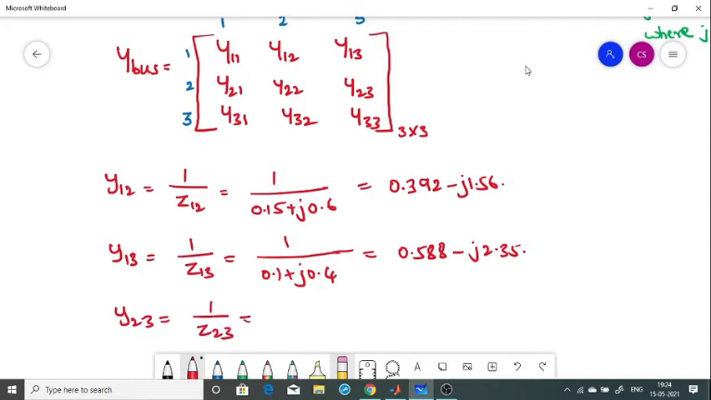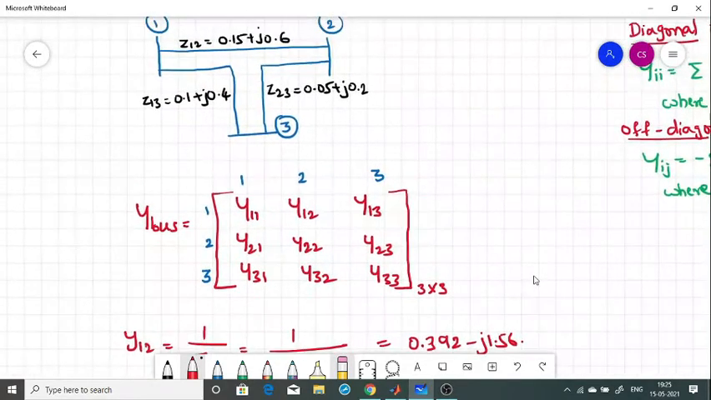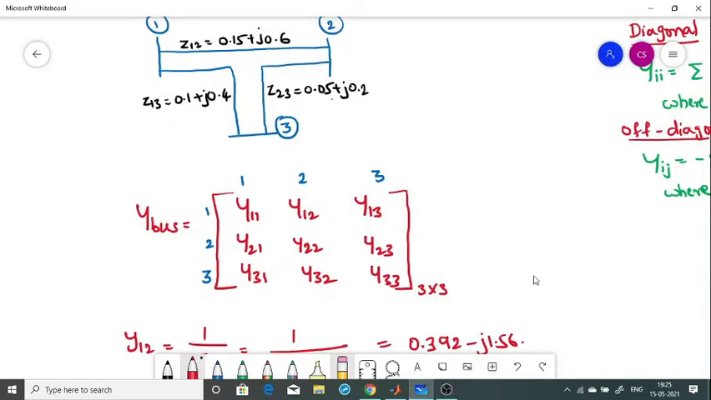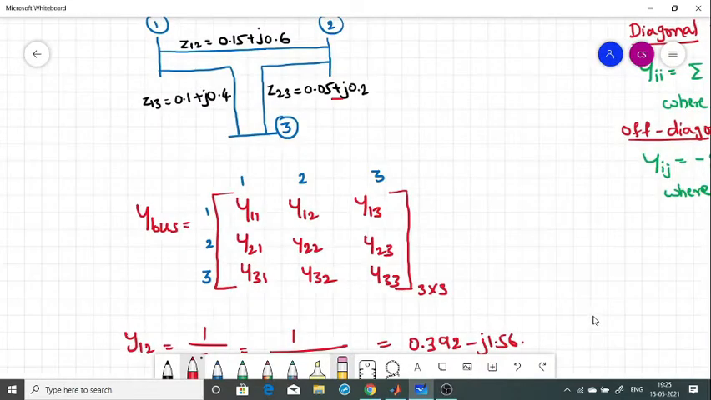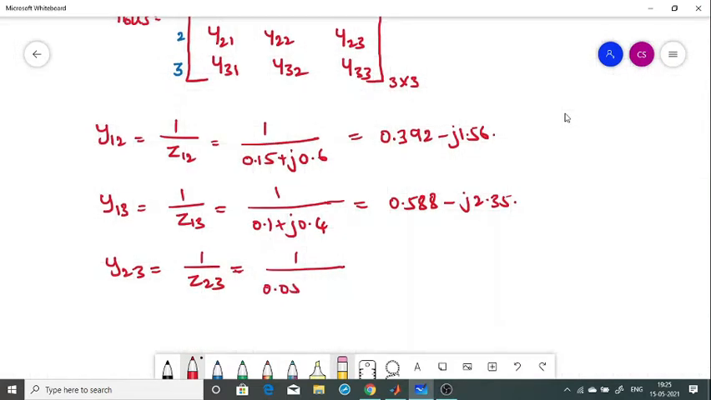Similarly, calculate the other admittance value of the transmission line, that is y23, which is 1 divided by Z23, the inverse of the Z23 impedance. What is the value of Z23? Z23 is the impedance connected between bus 2 and 3, that is 0.05 + j0.2. So 1 divided by (0.05 + j0.2) gives an admittance value of 1.176 - j4.70.